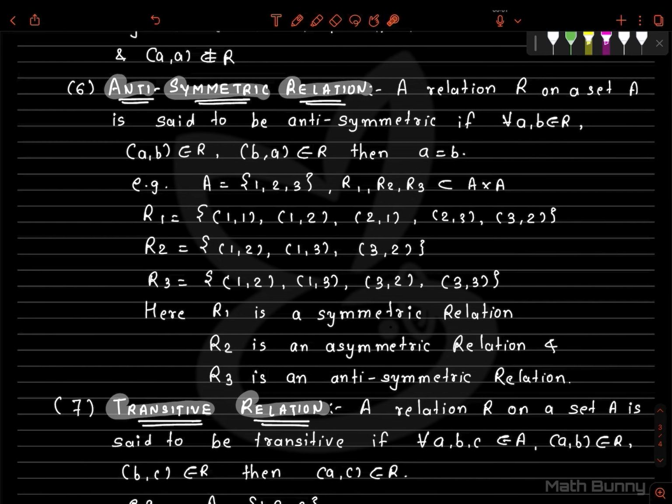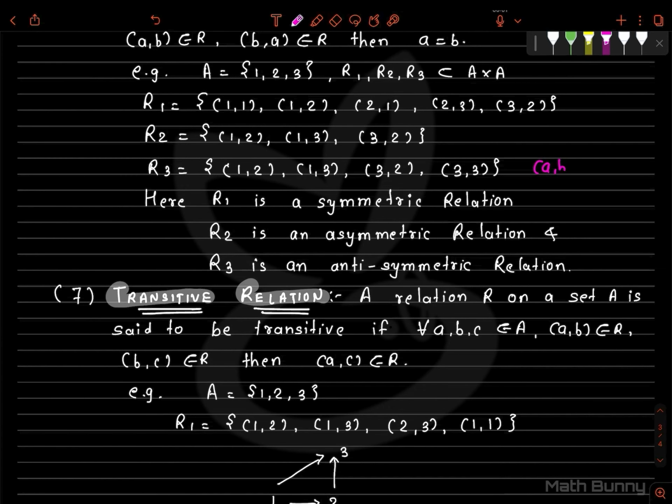The next property is antisymmetric relation. A relation R on a set A is said to be antisymmetric if for all (a, b) belonging to R, if (a, b) belongs to R and (b, a) also belongs to R, then a is equal to b. If (a, b) belongs to R, (b, a) must not belong to R, but (a, a) type of relation can be present. Here, for (1, 2), (2, 1) is not there. For (1, 3), (3, 1) is not there. For (3, 2), (2, 3) is also not there. But (3, 3) is present. So, this is the basic difference between asymmetric relation and antisymmetric relation. In asymmetric relation, (a, a) type of pair is not allowed, but in antisymmetric relation, (a, a) type of pair is allowed.